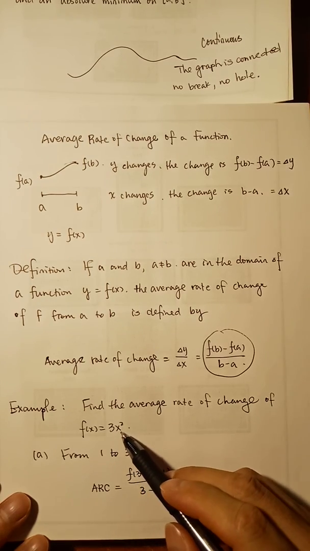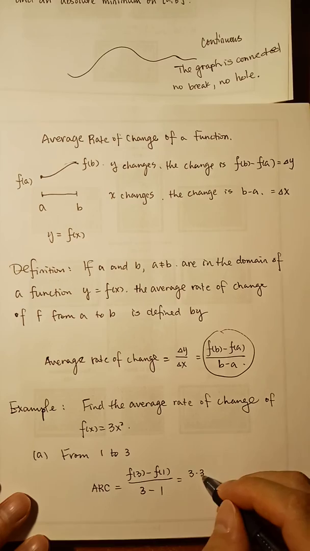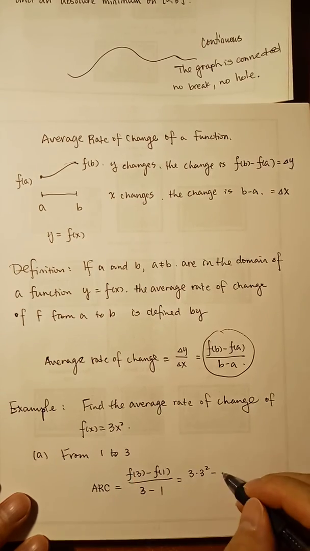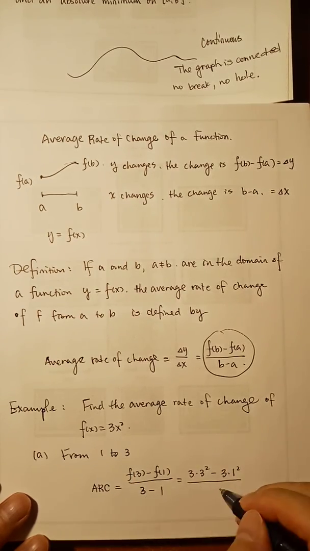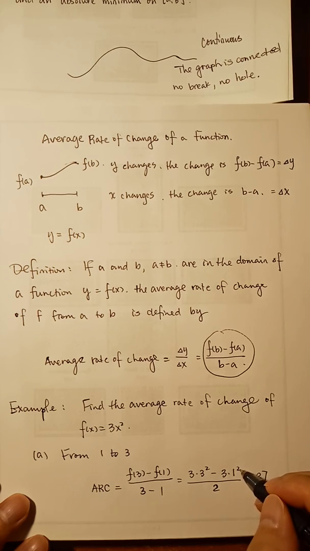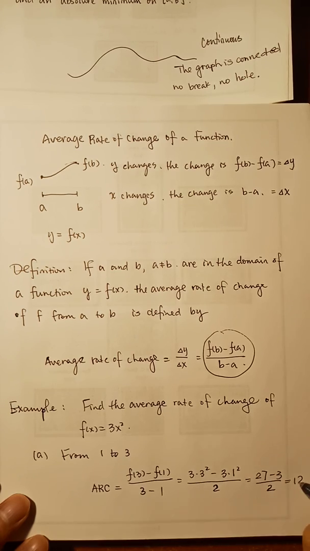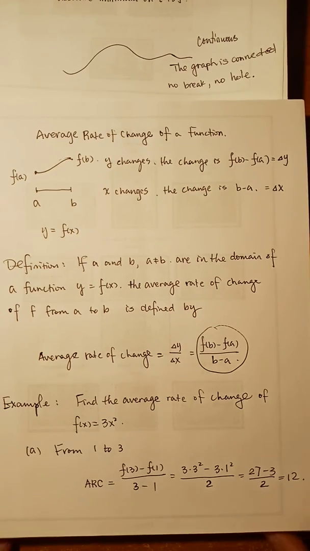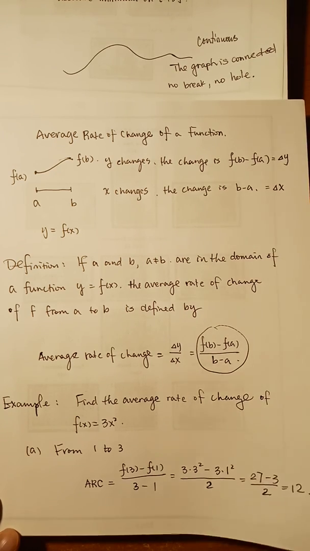Okay, f(3) is 3 times 3 squared, minus f(1), 3 times 1 squared, over 3 minus 1. 3 minus 1 is 2. 3 times 3 squared is 9, 3 times 9 is 27. 1 squared is 1, times 3 is 3. So it's 24 over 2, which is 12. So that's the average rate of change from 1 to 3.